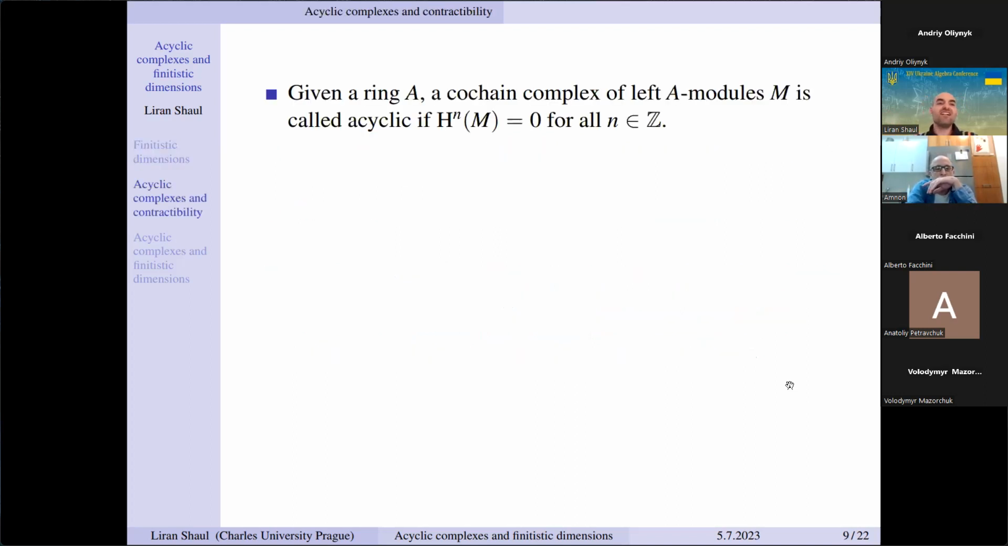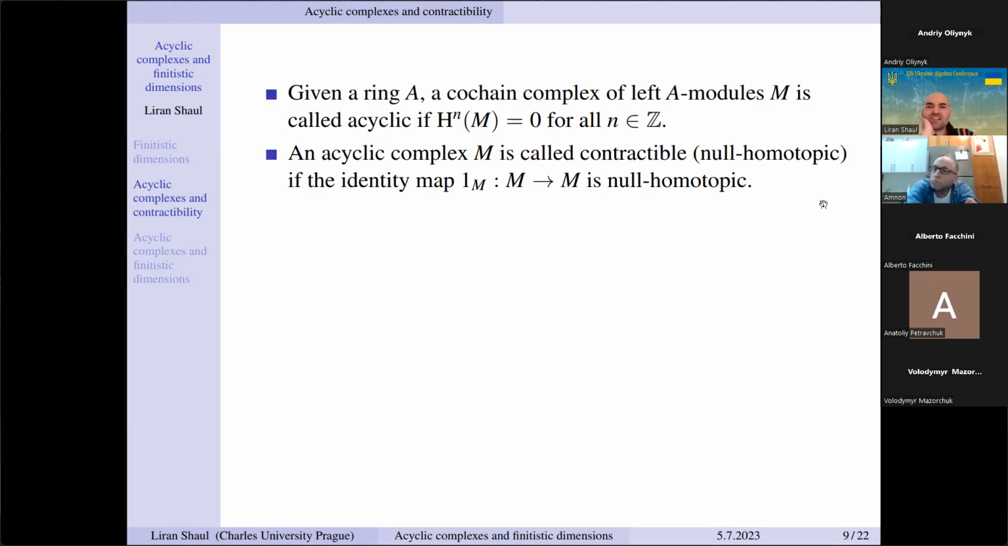Okay, and now for the second part of my talk, I want to talk about something which seems completely different. And this is acyclic complexes. Most of the time, my complexes will be complexes of projective modules. So I have a ring A, and I will always look at cochain complexes. They are called acyclic if all their cohomologies are zero, meaning they are exact sequences.